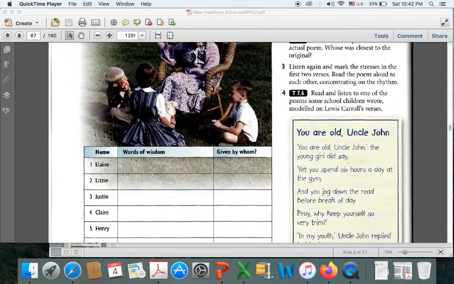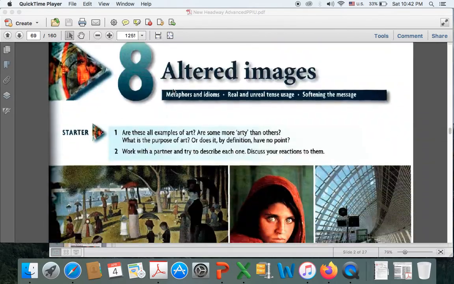This week we are going to start Unit 8. Unit 8 is Altered Images. I think you may have some idea about altered images. When you see something, you see a picture in your eyes. If you don't think about it, you may think it is just a simple image. But actually, sometimes we use images to represent words and to represent meaning as well.